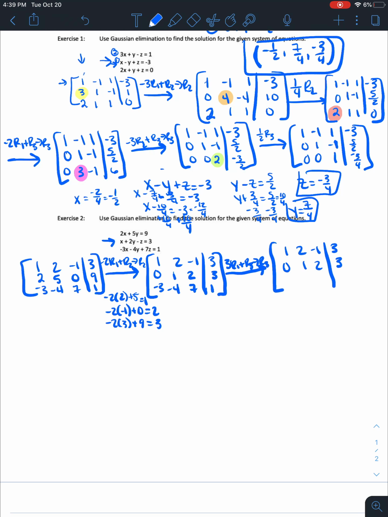Then for row 3, sorry, I'm writing that wrong. 3 times 1 minus 3 is 0. 3 times 2 minus 4 is 6 minus 4, which is 2. 3 times negative 1 plus 7 is 4. 3 times 3 plus 1 is 10.